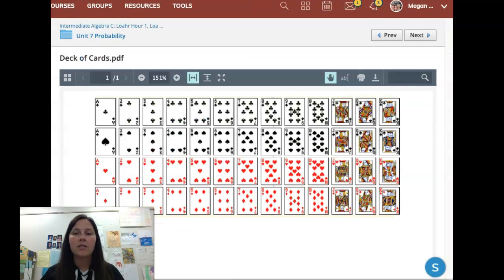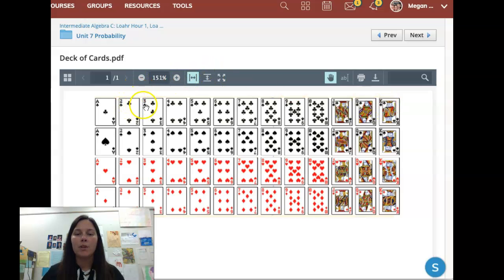So in the deck of cards, there are 4 suits. The 4 different suits are clubs, spades, which are both black, and then hearts and diamonds are red. So as you can see, half of our deck is black and half of our deck is red. Within each suit, you can see they have the exact same cards in each suit. Ace through 10 and Jack, Queen, King.